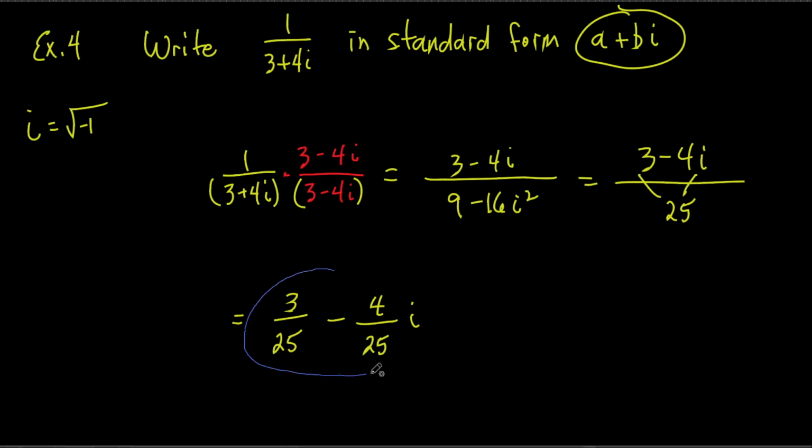That's in standard form. Even though we have fractions, what's our a in this situation? What's our real number for this answer? 3 over 25. What's our imaginary part to this complex number? 4 over 25, or negative 4 over 25, okay? And then this is our imaginary number right here. So it's got a real part and an imaginary part, and it's got the i right there. So that is a complex number. So we took that and we put it into standard form.